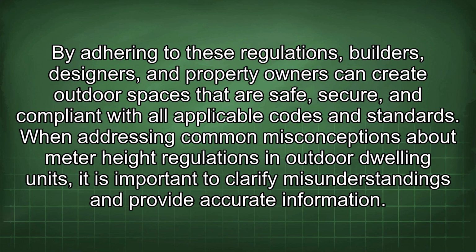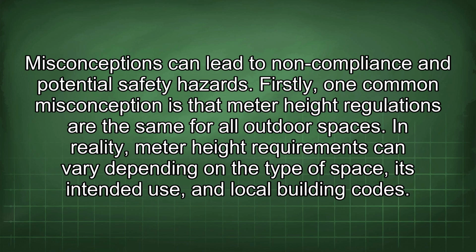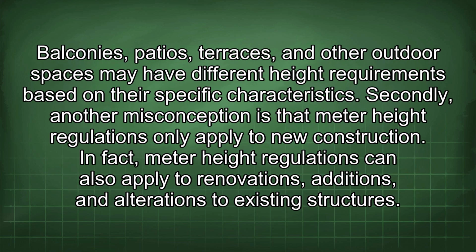When addressing common misconceptions about meter height regulations in outdoor dwelling units, it is important to clarify misunderstandings and provide accurate information. Misconceptions can lead to non-compliance and potential safety hazards. Firstly, one common misconception is that meter height regulations are the same for all outdoor spaces. In reality, meter height requirements can vary depending on the type of space, its intended use, and local building codes. Balconies, patios, terraces, and other outdoor spaces may have different height requirements based on their specific characteristics.